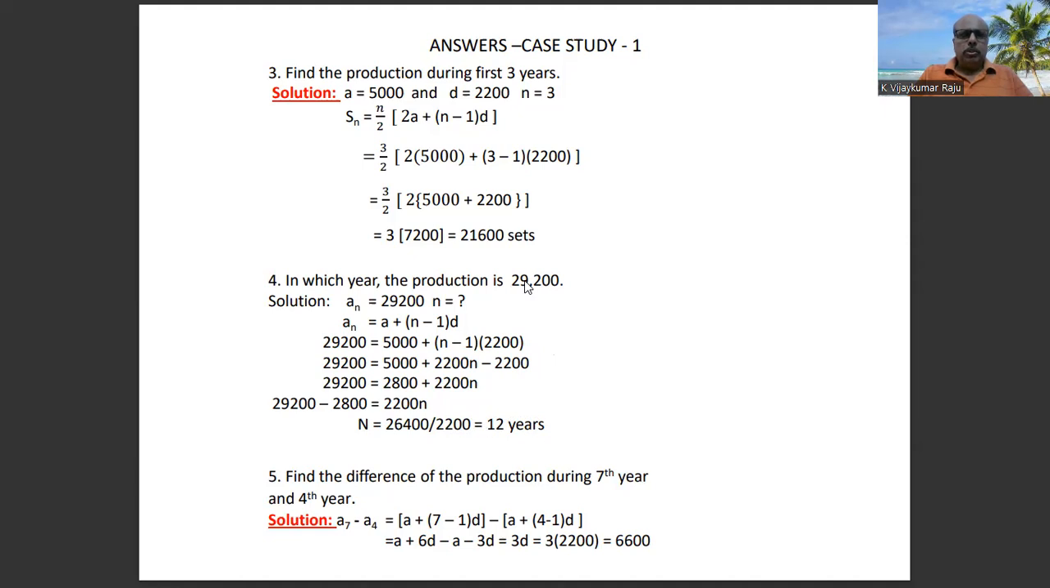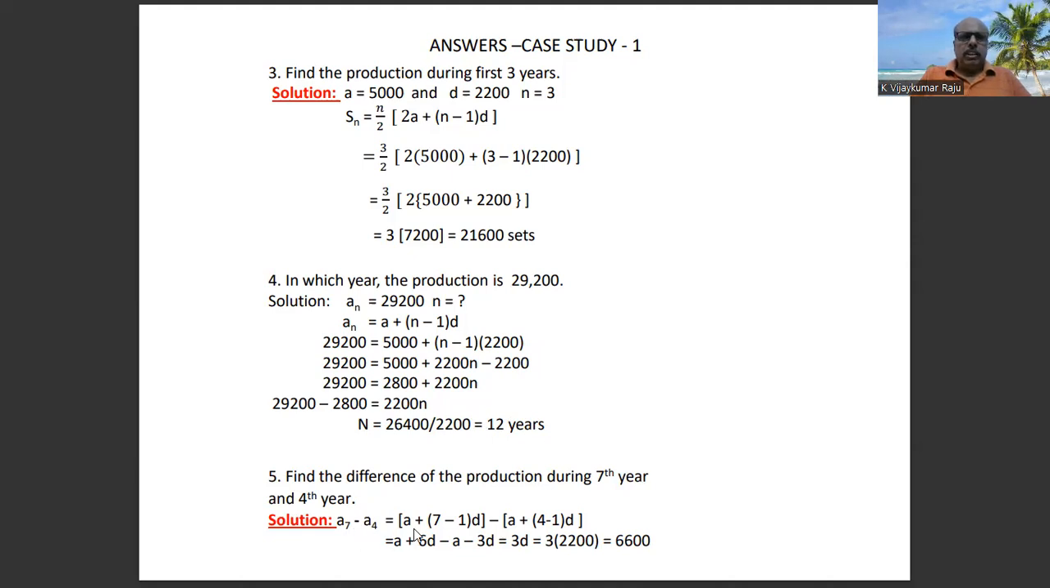Now, question number 5, what is the difference of the production during the 7th year and the 4th year? That means, production during the 7th year means A7, production during the 4th year is A4. That difference you want, so it is nothing but A7 minus A4.